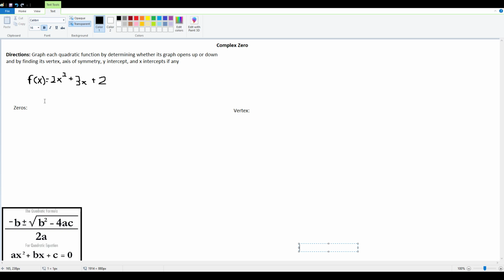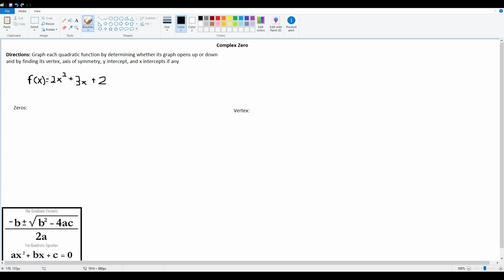To find the zeros of this function, you will have to use the quadratic formula, which is listed right down here. These three numbers will represent A, B, and C. So the quadratic formula states negative B, which would be negative 3, plus or minus 3 squared minus 4 times A and C, which we can just multiply in our head, making it 4, over 2A, which would also be 4.